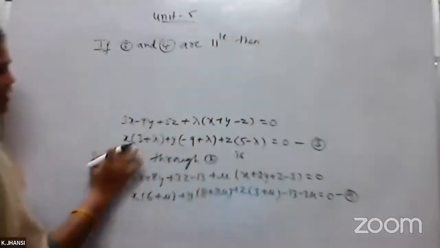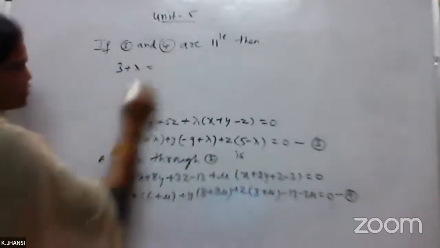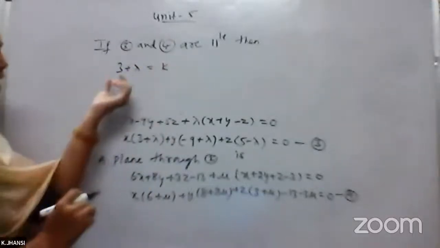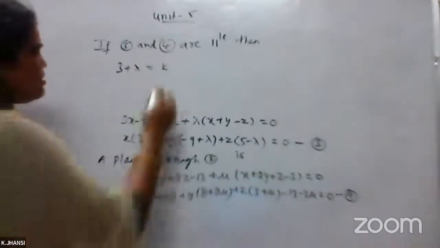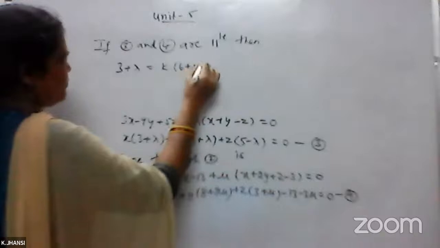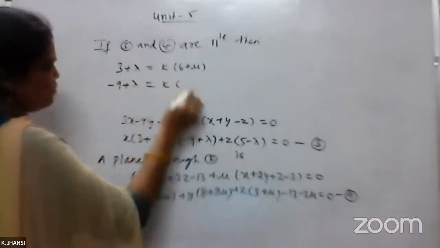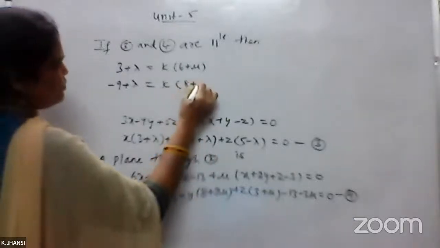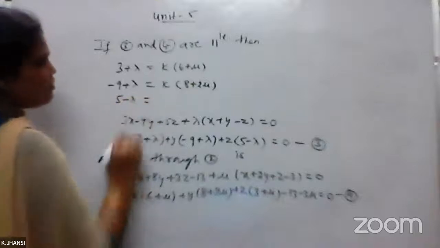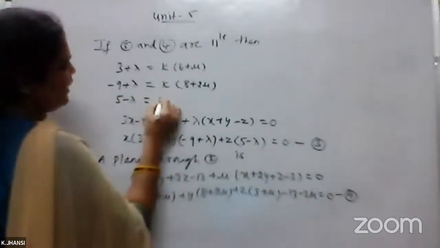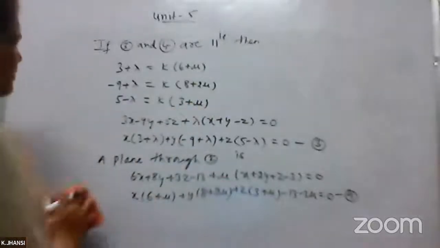then now equate the coefficients of x, that is 3 plus lambda equals, you have to write the coefficients with respect to another constant, that is k. Okay, so k into 6 plus mu. Next we have minus 9 plus lambda equals k into 8 plus 2 mu. Next 5 minus lambda equals k into 3 plus mu. Okay, so just simplify them.